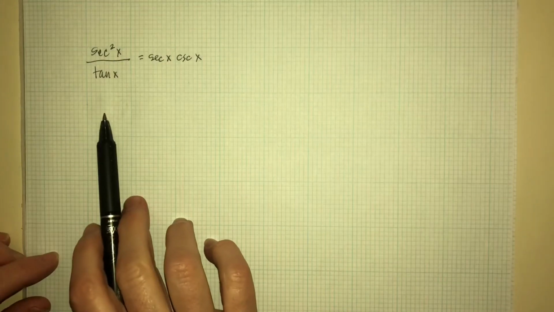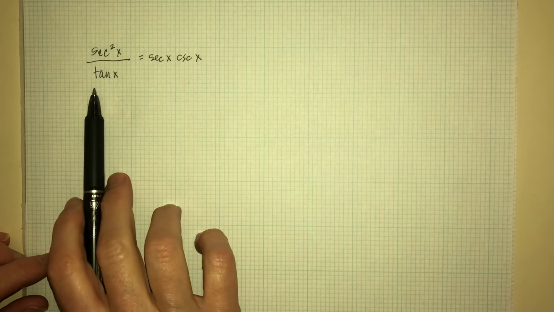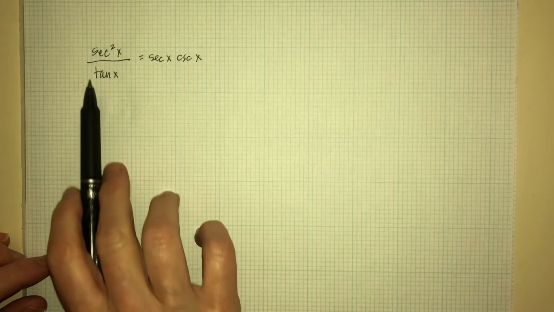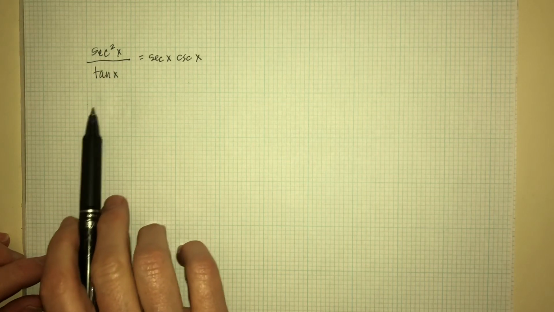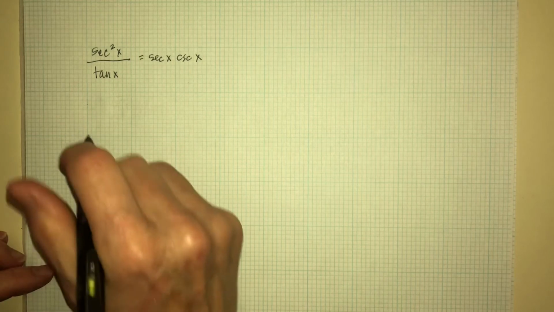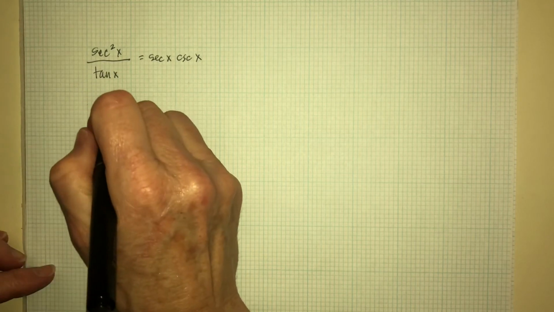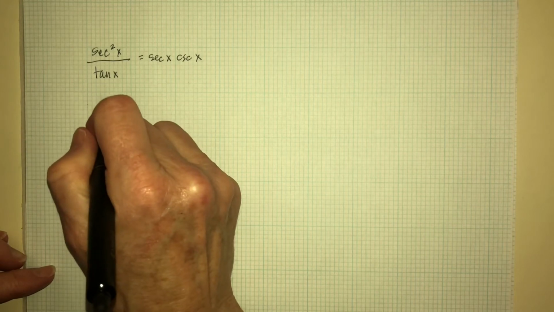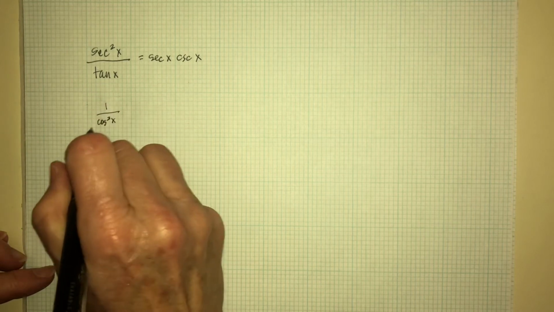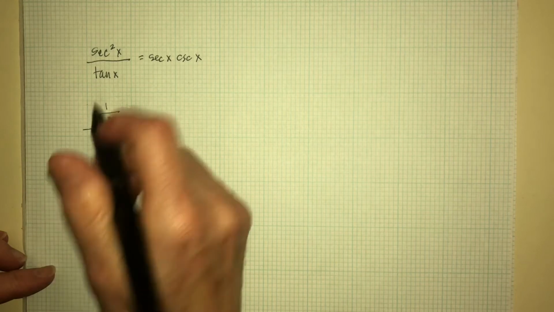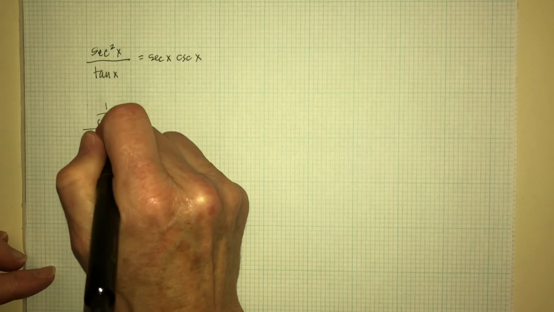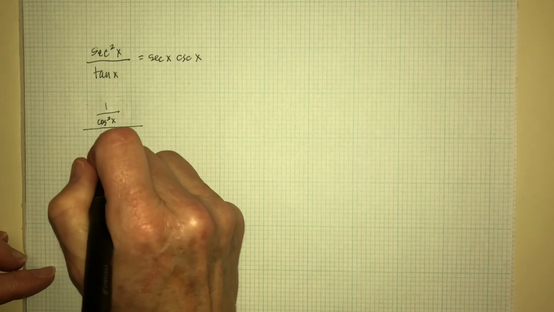So let's tackle this problem. We will work this one side, the more complex side, and we'll change everything to sines and cosines. So our numerator, we change from secant squared x to 1 over cosine squared x. And our denominator, we will change from tangent of x to sine of x over cosine of x.